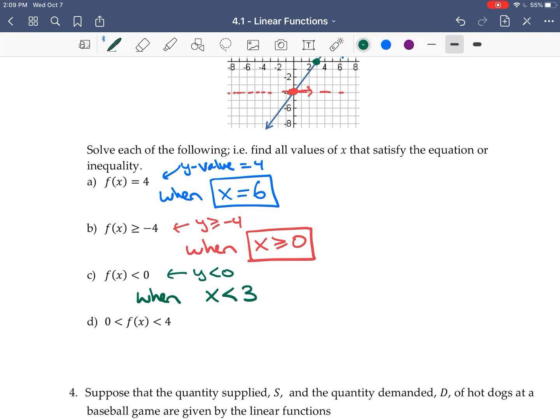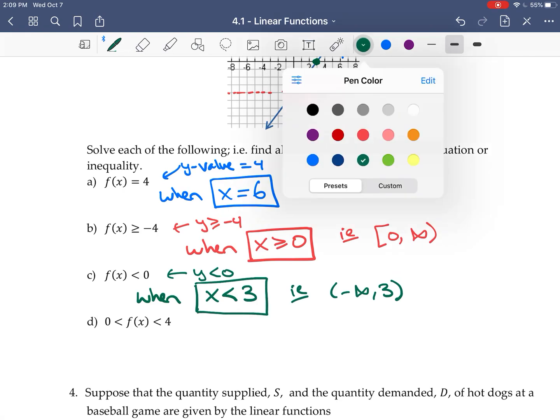Okay, maybe I should have been doing these in interval notation. So this is negative infinity to 3, not including 3. And this one is including 0 up until infinity. So we want x to be less than 3.